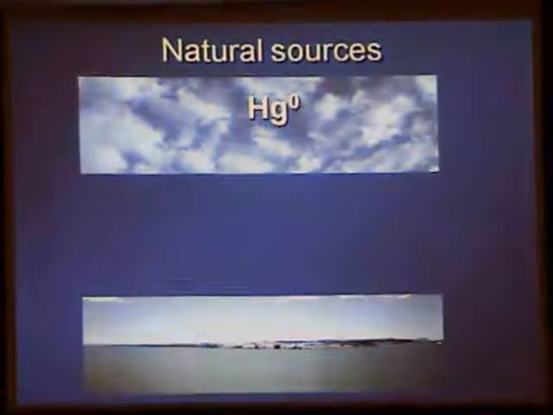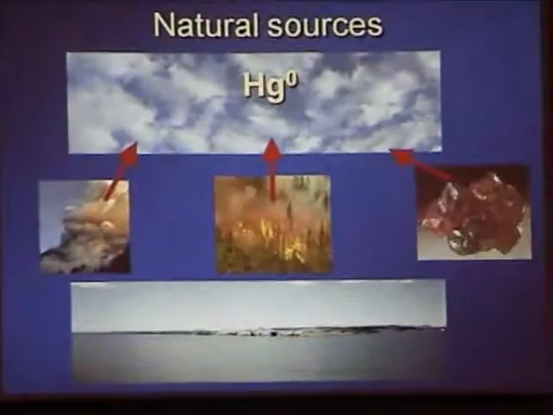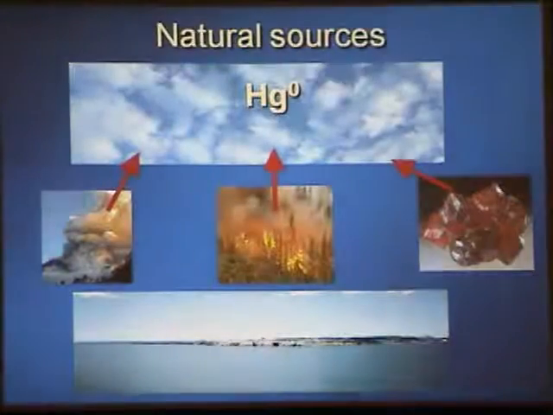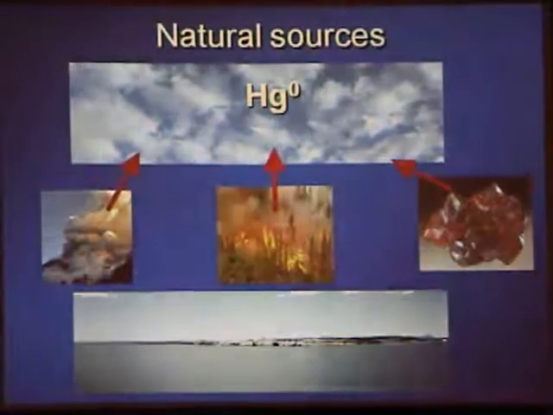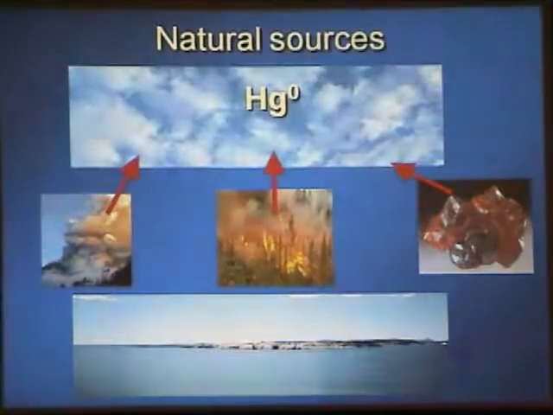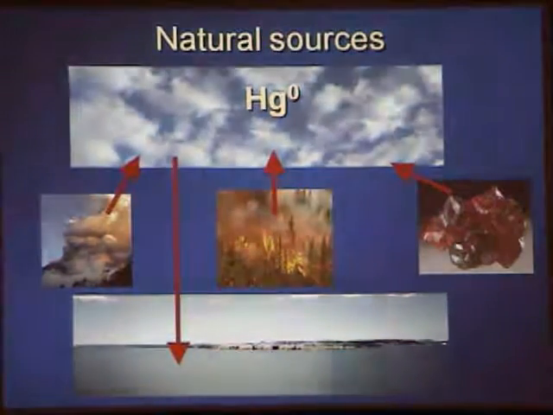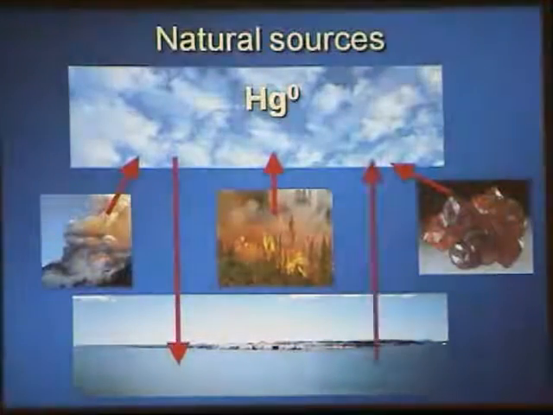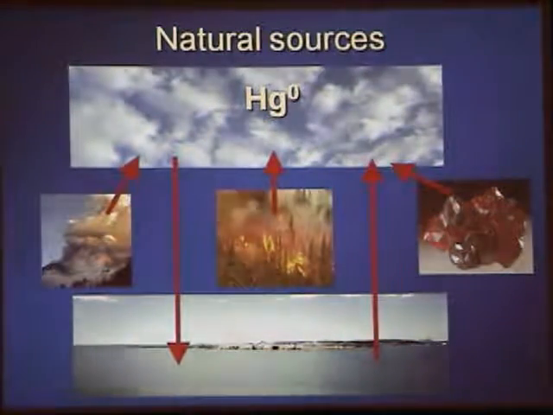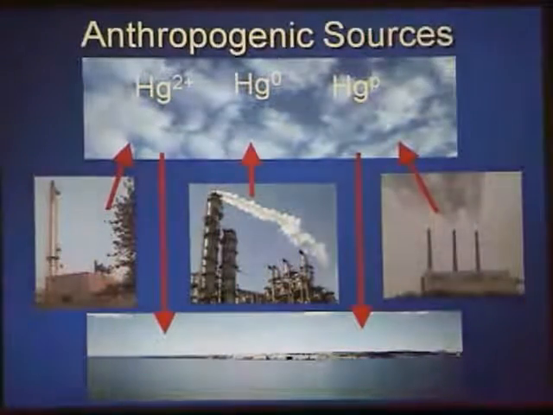There are natural sources of mercury, including volcanoes, forest fires, and the volatilization of mercury ore. And the volatilization of these things usually causes elemental mercury to be released into the atmosphere. And that atmospheric mercury then can precipitate down into the aquatic systems, and then it can again volatilize from the aquatic system back into the atmosphere. There are also anthropogenic sources.